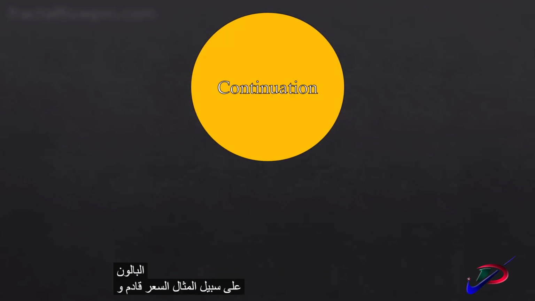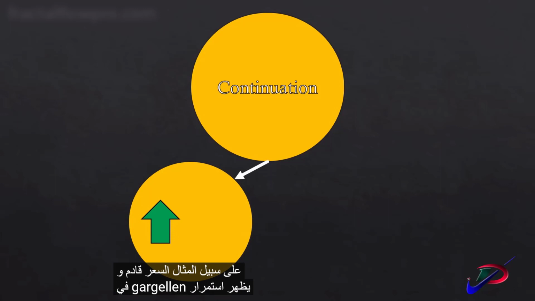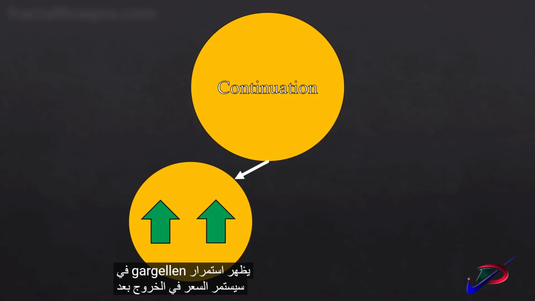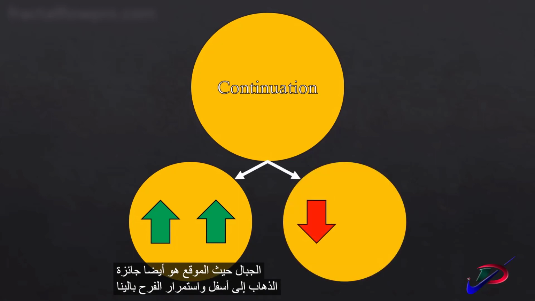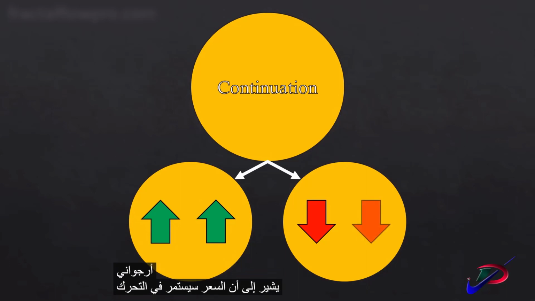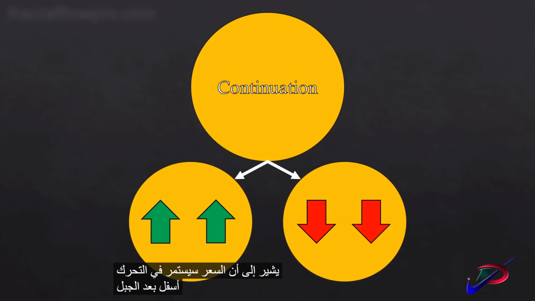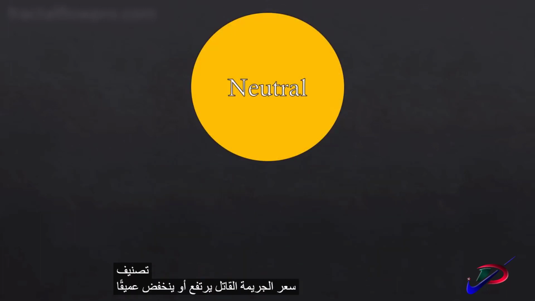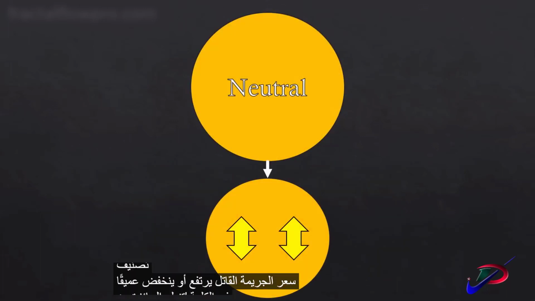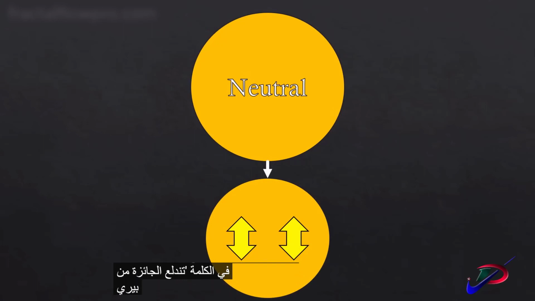The continuation chart pattern indicates that price will resume its current direction after the pattern. For example, if price is going up and a continuation chart pattern appears, it means that price will continue going up after the pattern. By the same token, if price is going down and a continuation chart pattern appears, it indicates that price will continue going down after the pattern. At last, we have the neutral chart pattern classification, which means that price can either go up or down depending on where price breaks out of the pattern.